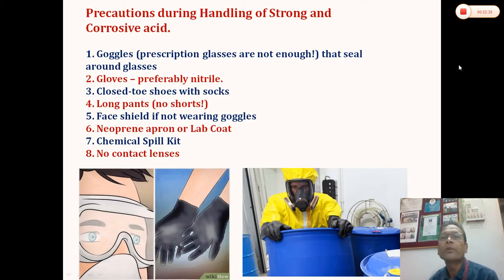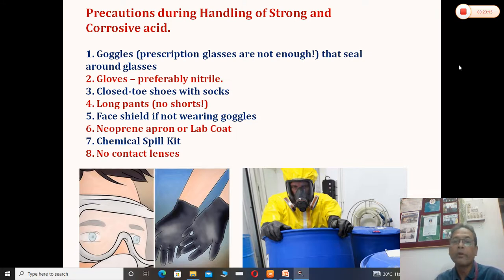Precautions during handling of strong acids and corrosive acids: you have to wear goggles and gloves. Your clothes should be closed, with closed-toe shoes and socks, and long pants. You have to use a face shield. If not wearing goggles, you can use a face shield. Use a neoprene apron and a lab coat. A chemical spill kit should be there, and no contact lenses. You don't have to use contact lenses while working in the laboratory.